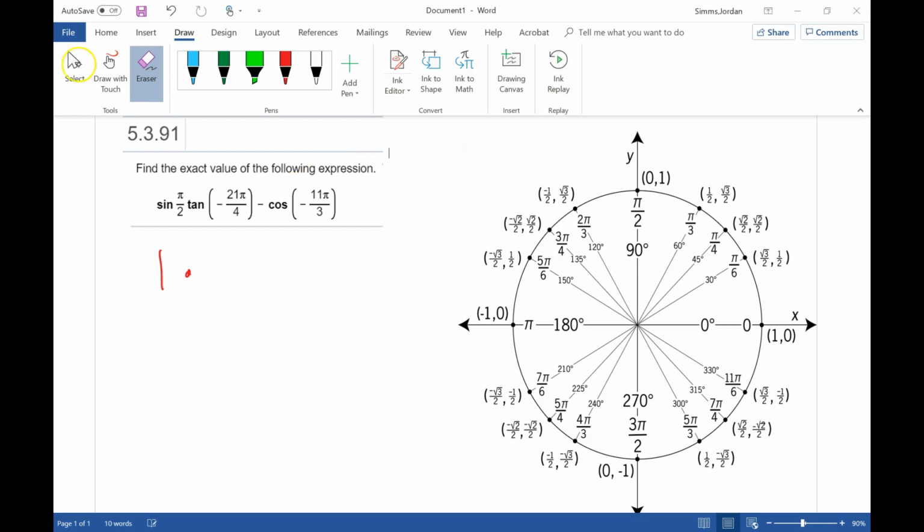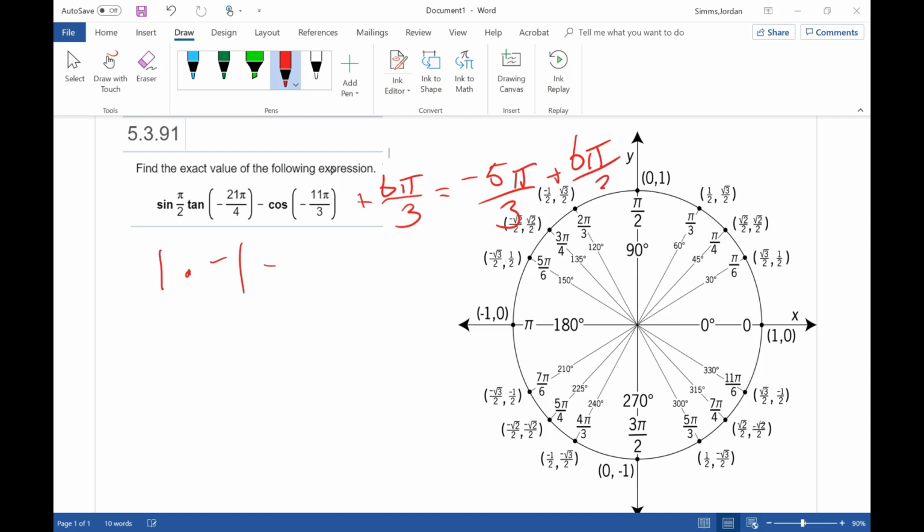I'm just erasing some stuff. Feel free to skip ahead. So we've 1 times negative 1. Now we're going to minus that from the cosine of negative 11 pi over 3. Now again, let's just add an equivalent 2 pi, which is going to be 6 pi over 3. Again, because 6 divided by 3 is 2. We'll add that up. That's going to be negative 5 pi over 3, which is cool, but let's just add 6 pi over 3 again, and this is going to equal pi over 3.